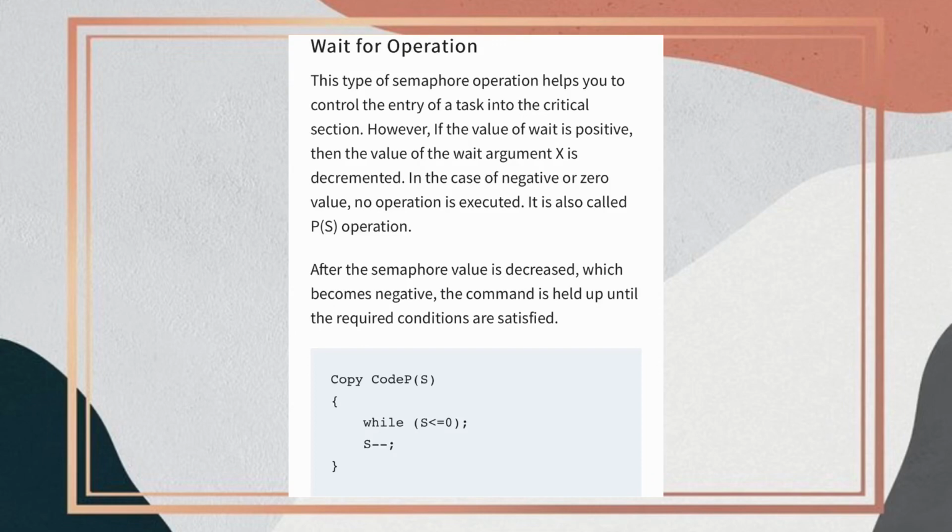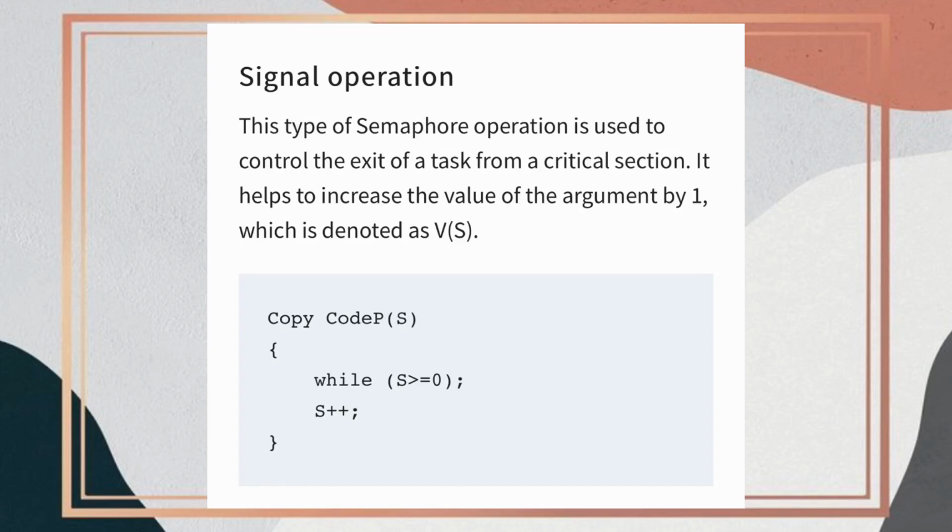So after the semaphore value is decreased, which becomes negative, the command is held up until the required conditions are satisfied. So next one is the signal operation. This type of semaphore operation is used to control the exit of a task from a critical section. It helps you to increase the value of the argument by 1, which is denoted as V(S).